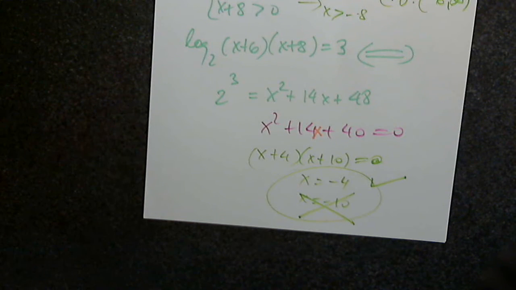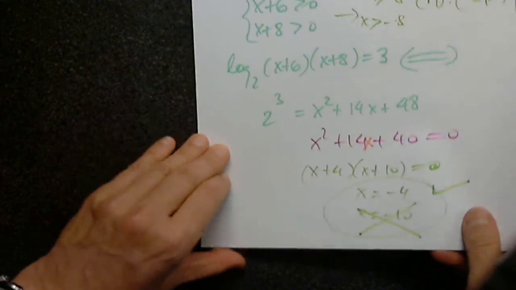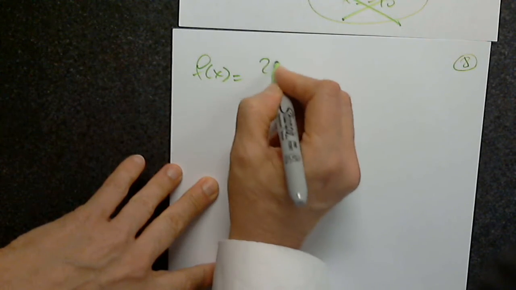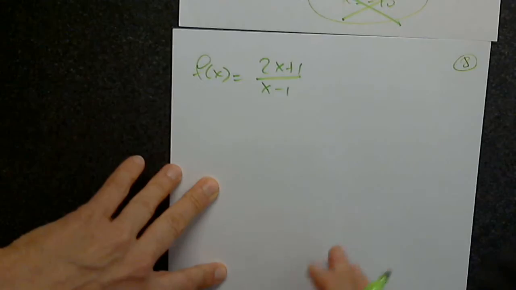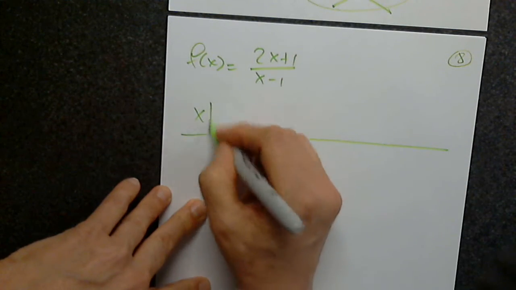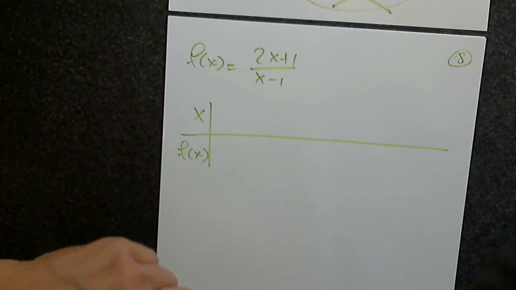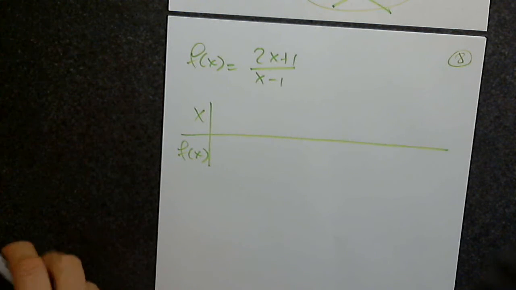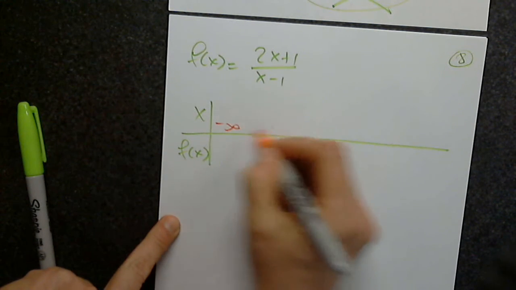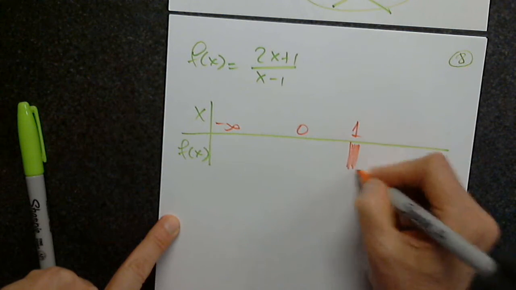Ready? Ready for the rational function? Other questions? Okay, so we have f of x equals 2x plus 1 divided by x minus 1. Domain, please. Excellent. Negative infinity, 1, 1, infinity.